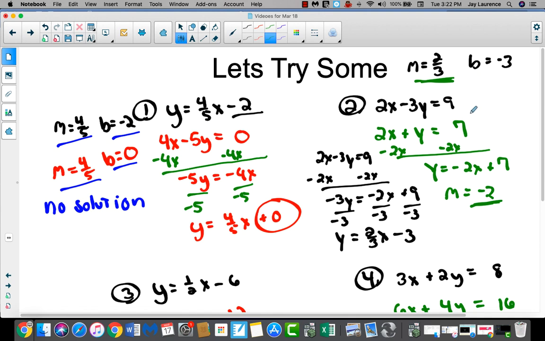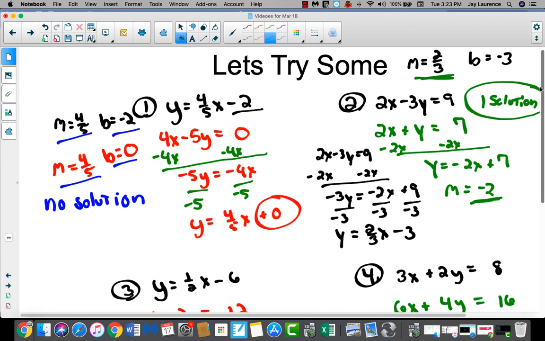I have 2 different slopes. Therefore, I know this has one solution. I don't know what the solution is, but I do know these 2 lines are going to intersect each other one time. Okay, 2 lines have to intersect each other once, not at all, or everywhere. And that's one solution, no solution, or infinitely many solutions.